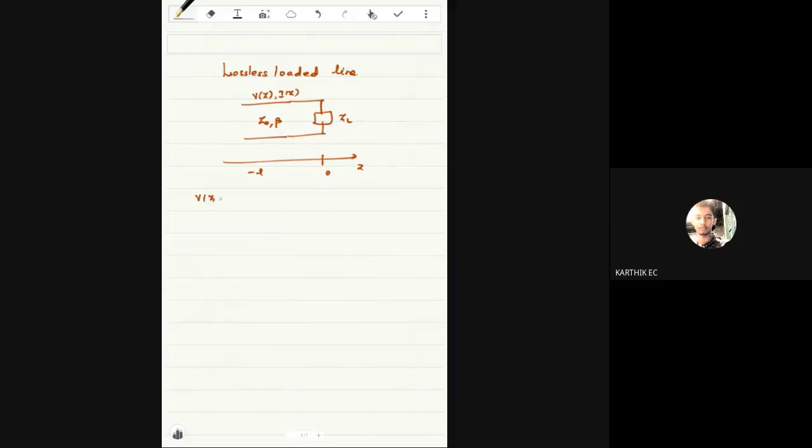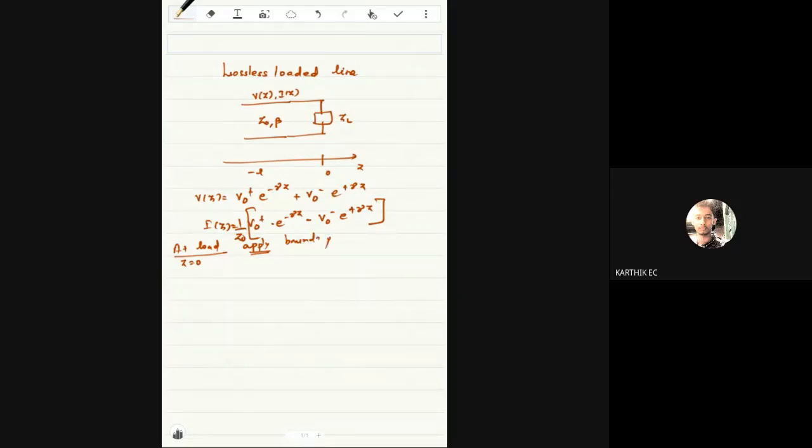V of z equals V0 plus e power minus gamma z plus V0 minus e power plus gamma z, and the current is also the same: 1 by Z0 times V0 plus e power minus gamma z minus V0 minus e power plus gamma z. So what I'm going to do here is put z equal to 0 at the load. I'm applying a boundary condition at the load. This is one of the key steps.